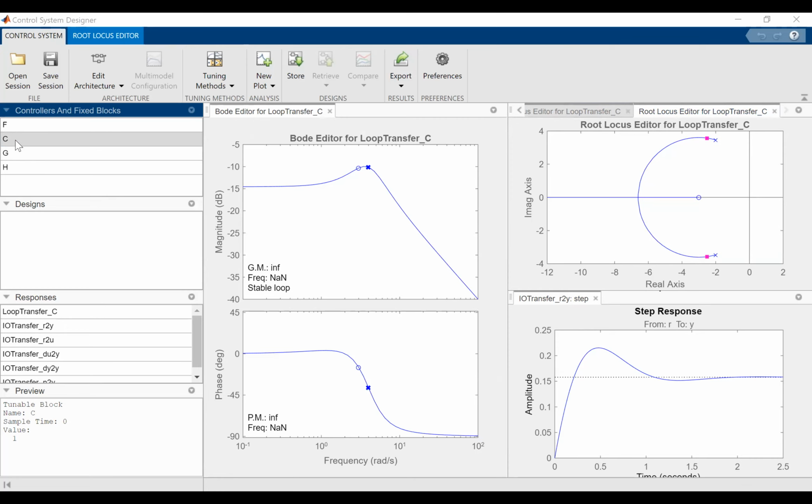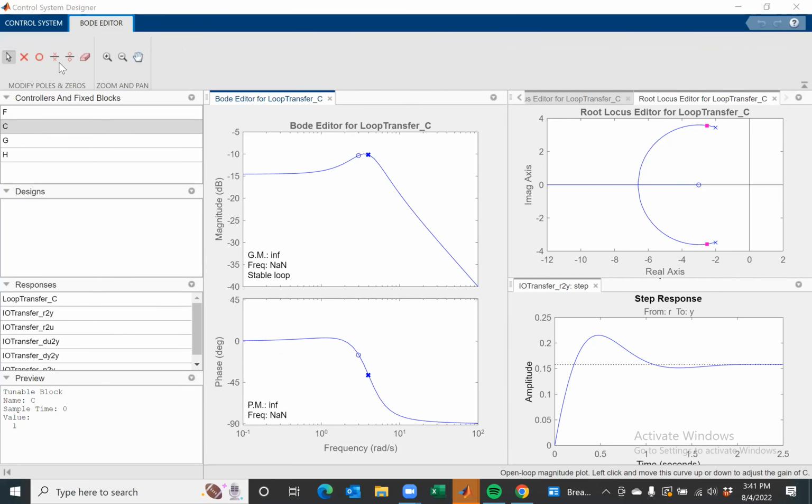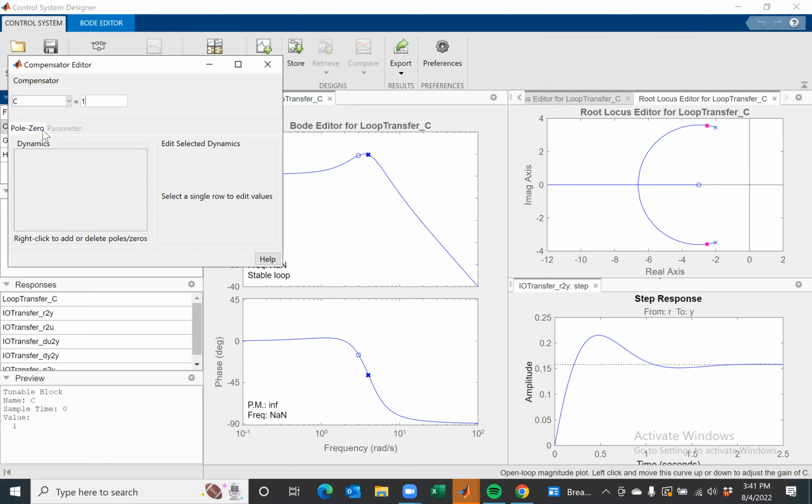So online students, can you see my screen? Okay, so if you go to my screen, go to control systems, double click on the C, and then you will get this compensator editor. Right click onto the compensator editor. Are you with me so far?